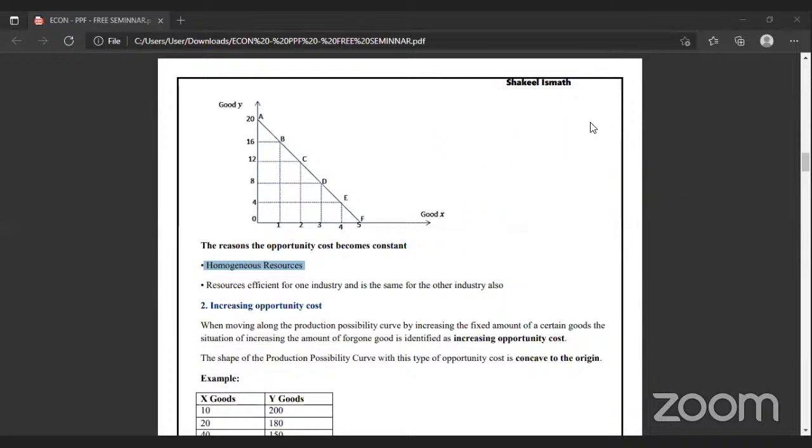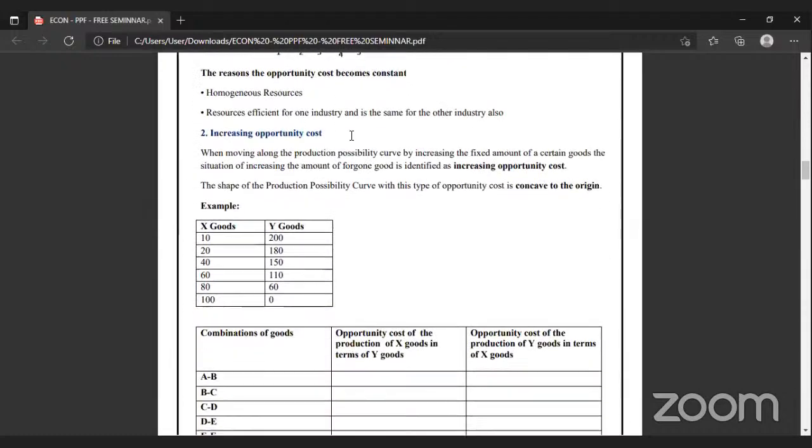But I don't think, because this is a big lesson, I can't explain everything. At least I will stop with this increasing opportunity cost. The entire tute now I'll share in the group chat box.